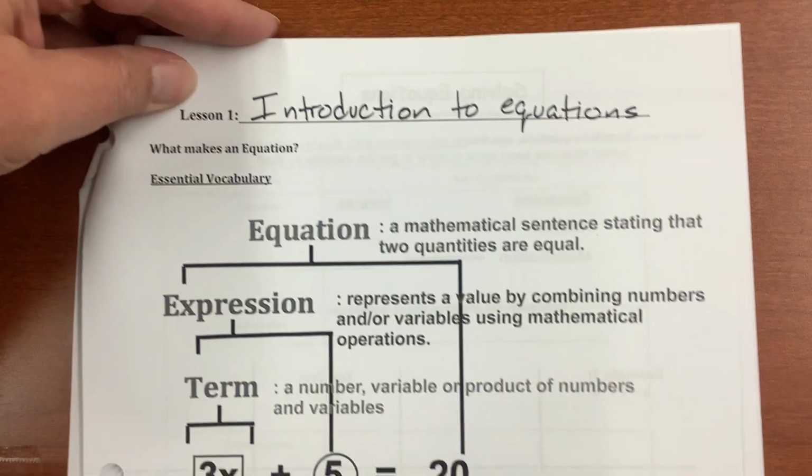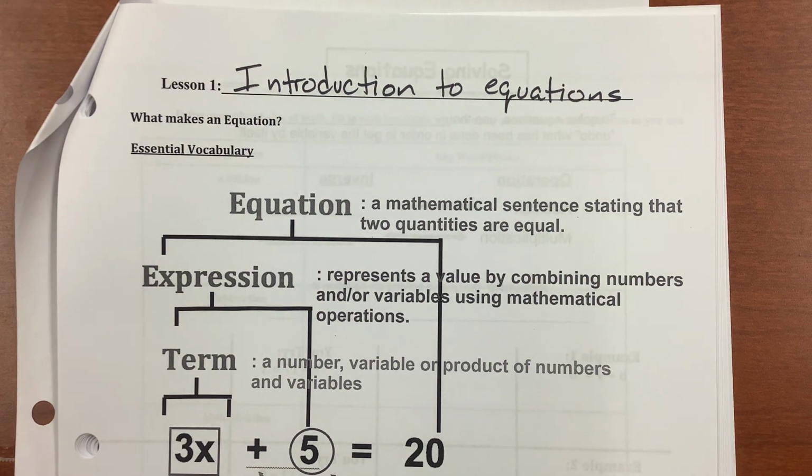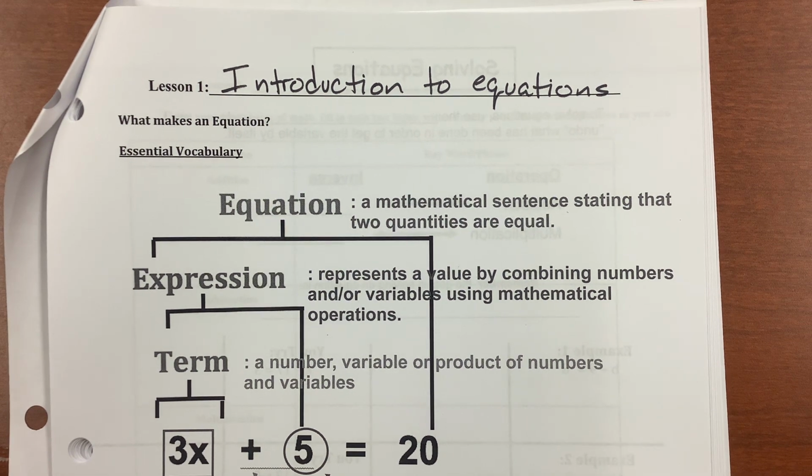Lesson number 1, Introduction to Equations. What makes an equation? Well, you know I love to start with vocabulary so that we're all speaking mathematically. An equation is a mathematical sentence stating that two quantities are equal. So you've been using equations forever. When you were in first grade and they said 1 plus 3 equals 4, that was an equation. And in the first chapter, we dealt with expressions and simplifying expressions. You couldn't really solve most of those because there was no equal sign. Mostly we just made them easier to deal with.